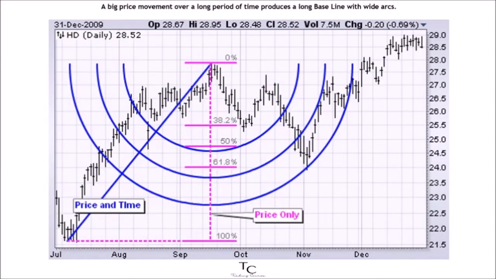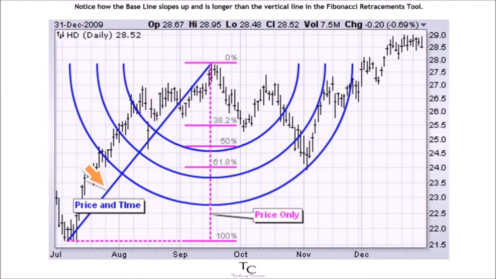A big price movement over a long period of time produces a long baseline with wide arcs. Conversely, a small price change over a short period of time produces a short baseline with narrow arcs. The chart on the screen shows Home Depot with the Fibonacci retracements tool and the Fibonacci arcs. Both indicators extend from the July low to the September high.